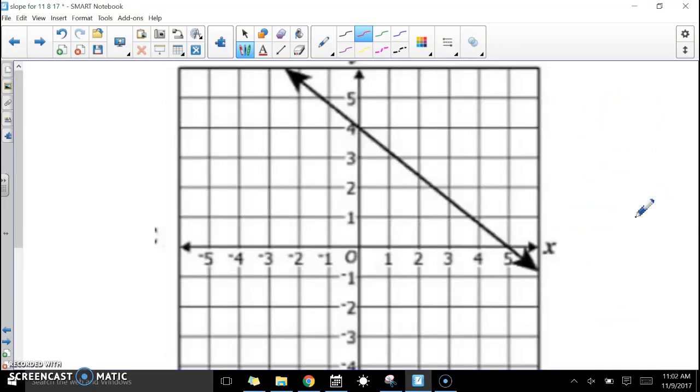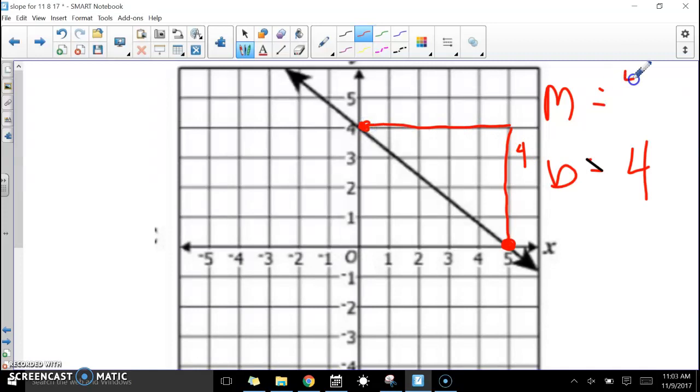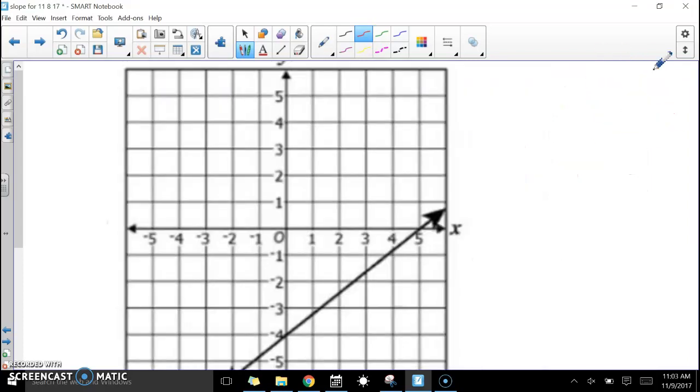All right, let's find m and b for this one. Sometimes I think it's easier just to go ahead and put a point on your y-intercept. So there's my first point, which is 4. That's my y-intercept. It intercepts the y-axis at 4. And then I need to find another point, which is all the way down here. So I make my triangle. I rise 4, and I run 5. So 4 over 5. This is a negative slope, so my slope is negative 4 over 5.